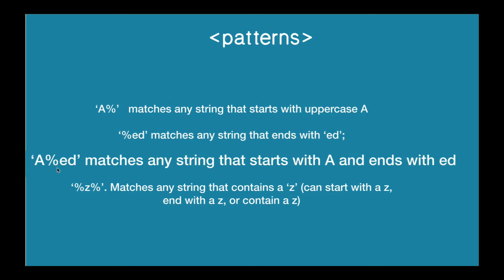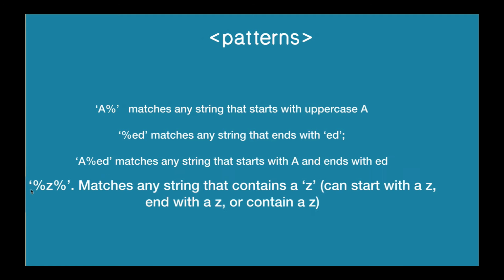If we have this occurrence, the third line here, so we have capital A %ED, that matches any string that starts with the capital A and ends with ED. And finally, this one with the %Z%, that matches any string that contains a Z. It can start with a Z because this % matches 0 or more characters, so it could be no characters. It could end with a Z, again for the same reason. This last % can be matched nothing, or it can have a Z in the middle. So it should match that.